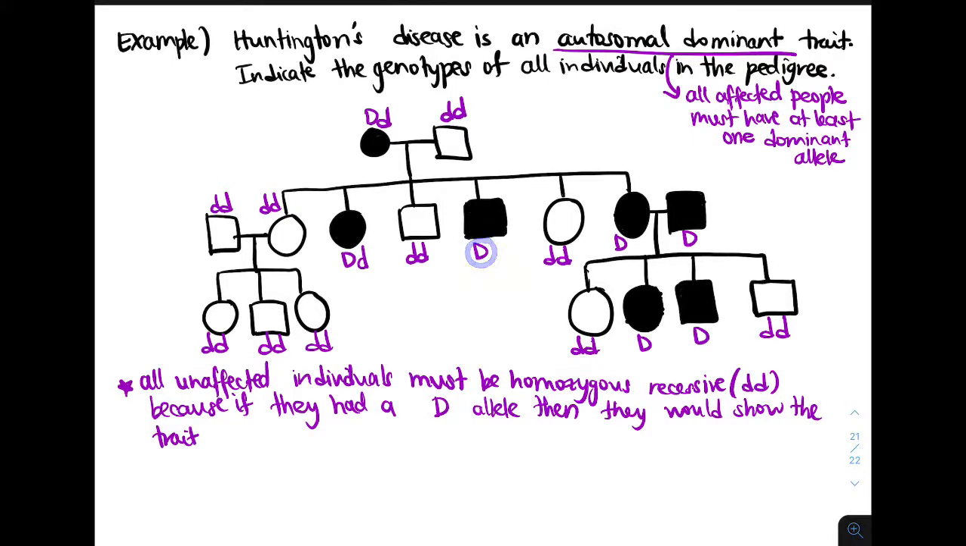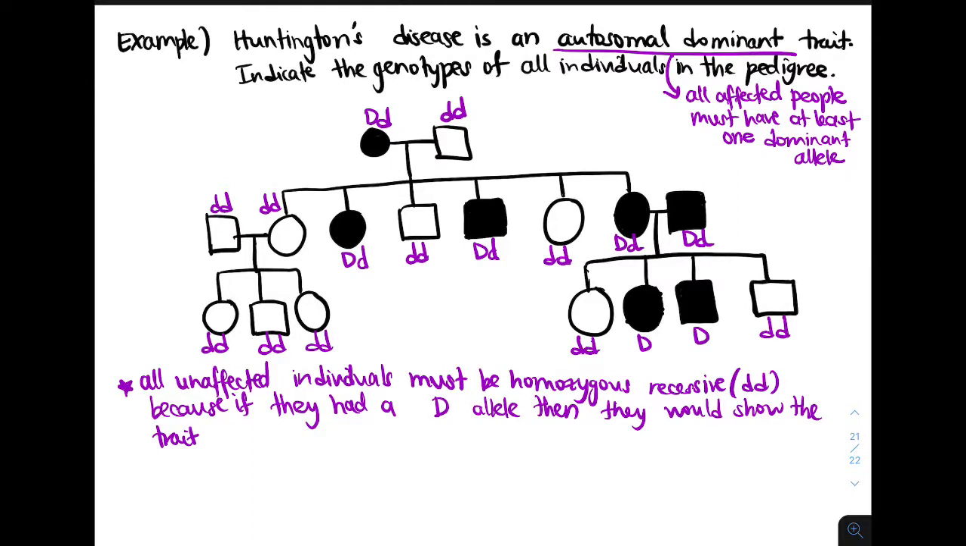And if we take a look at this son who has a big D allele that he must have received from his mother because his mother's the only one who is affected, his father must have contributed the little d allele because that's the only allele that the father has. So the son is also heterozygous. And we can fill in the same genotype for the other individuals in that generation.